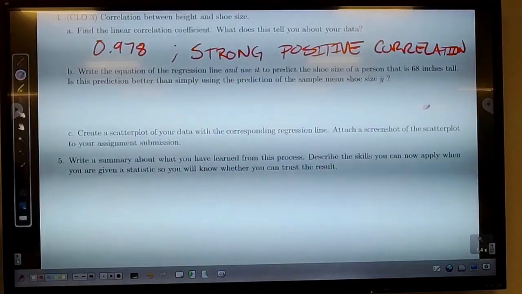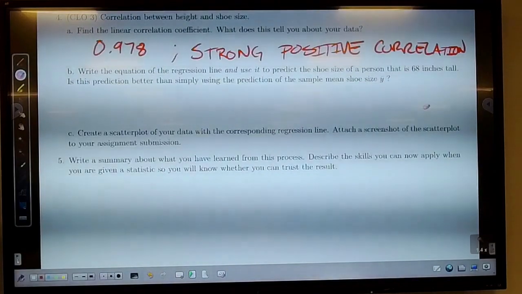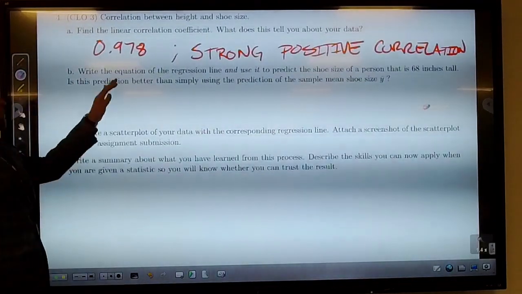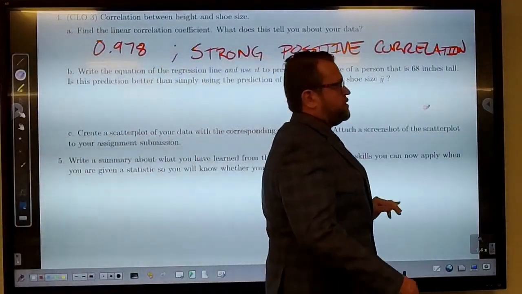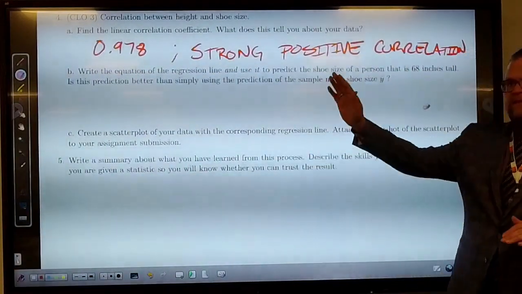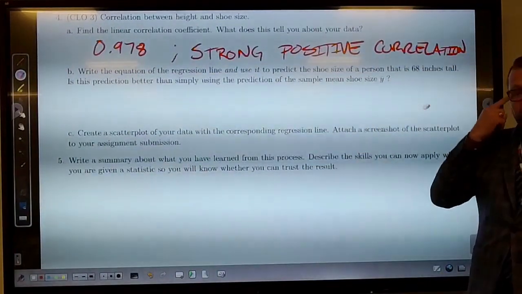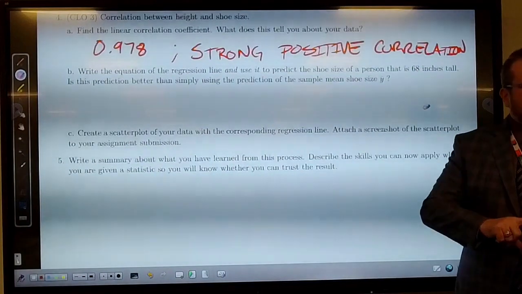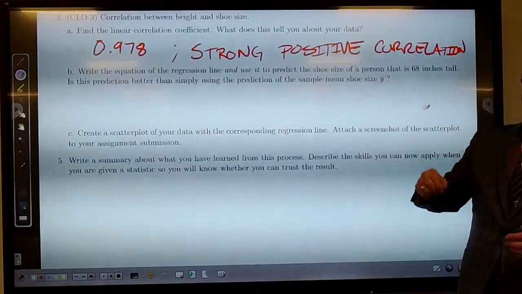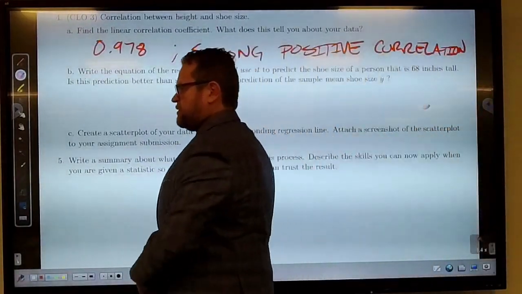This is a strong positive correlation, positive because the number is positive. Also, this positivity tells you that the trend is upward, meaning that as heights increase, so do shoe sizes. And that makes sense to us.